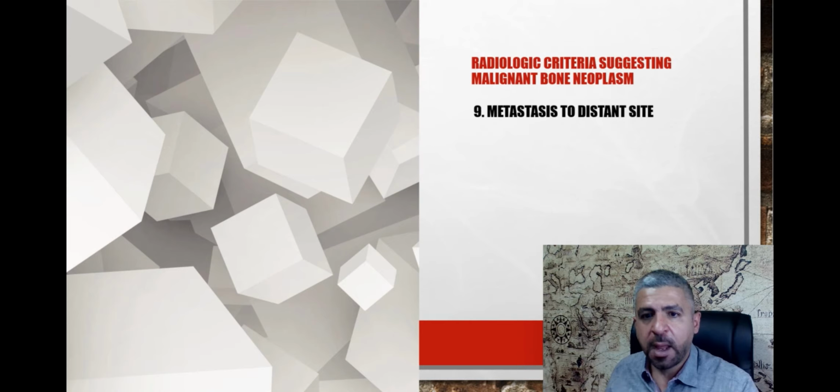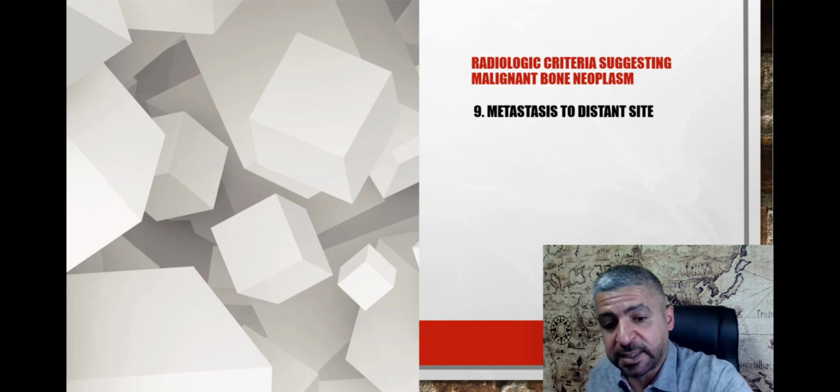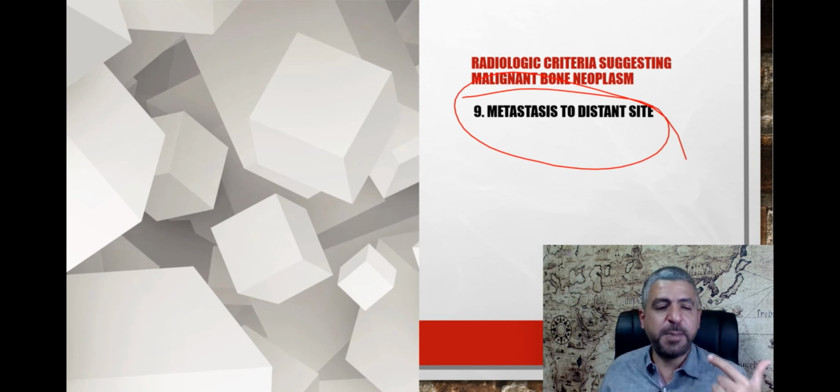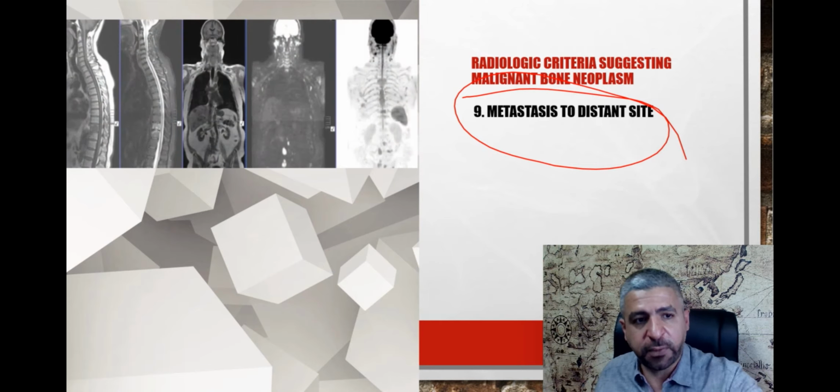Now, the last feature that we have to look for when we decide the bony tumor is benign or malignant is the presence of metastasis to distant site. Is there any metastatic lesions elsewhere? And when we say the metastasis to distant site, it can be to other bones. For example, metastasis to the vertebrae here and there.